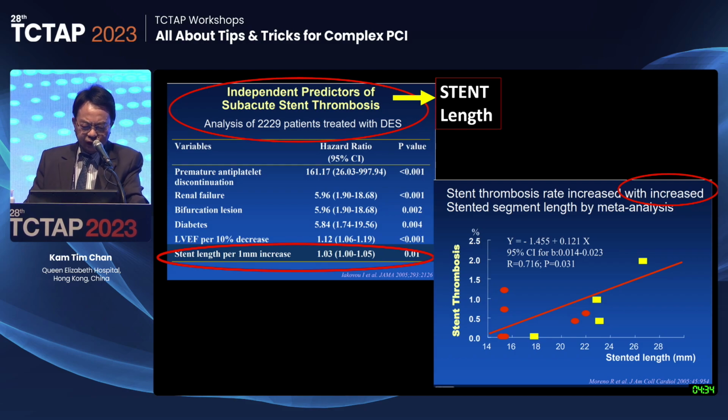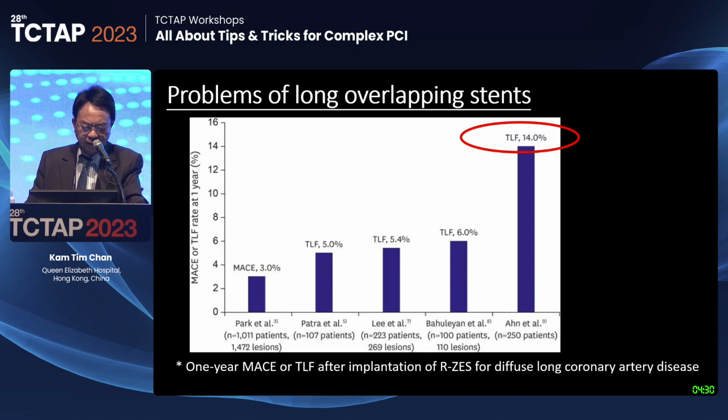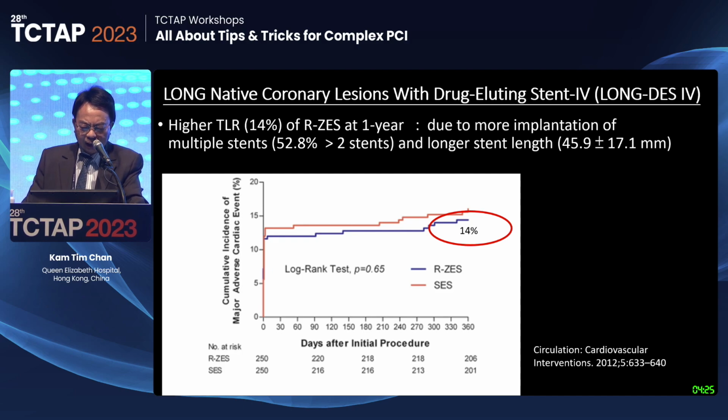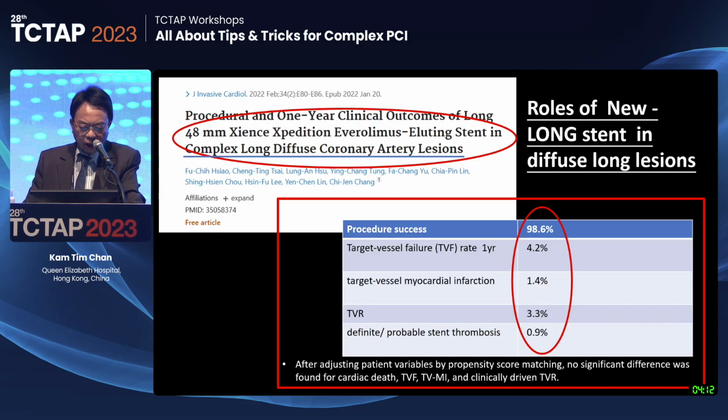Well, studies have shown that stent length is the most important independent predictor of subacute stent thrombosis and stent failure rate. All right, the problem of long overlapping stenting, and actually the Long DES-IV trial has revealed a 14% TLR rate at 1 year due to more implantation, multiple stents, and longer stent length. On the contrary, some new generation very long stents have demonstrated by registry data that in long diffuse lesions, the 1 year MACE rate was quite satisfactory, all right, up to 4%.